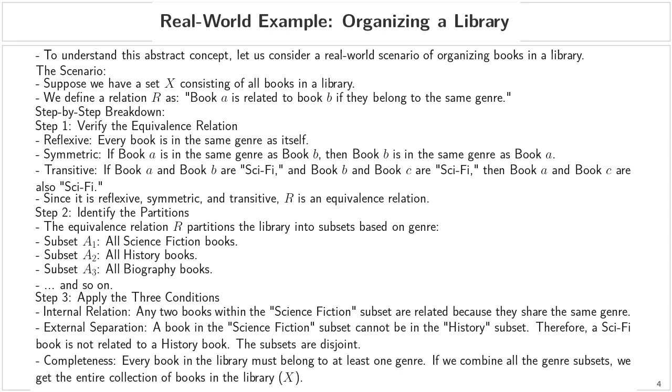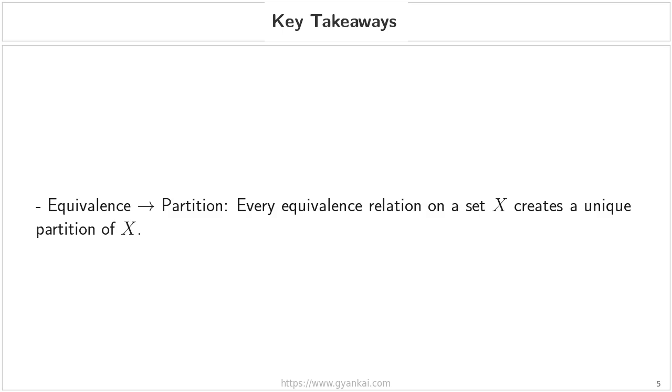In the next slide, we will summarize the key takeaways to ensure these points are firmly understood before we discuss common mistakes. Key takeaways. Now that we have seen how this works with the library example, let us summarize the key takeaways to ensure you have a firm grasp of the concept before we move on. First, let's look at the relationship between equivalence and partitions. Essentially, every equivalence relation we define on a set X creates a unique partition of that set X. This means the rule we use to relate elements automatically determines how the set is divided.